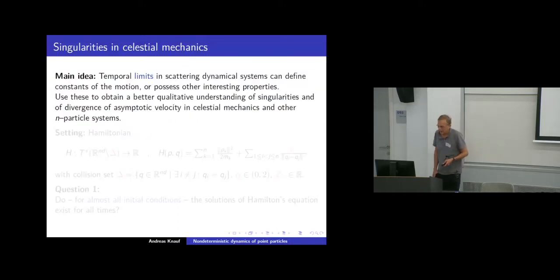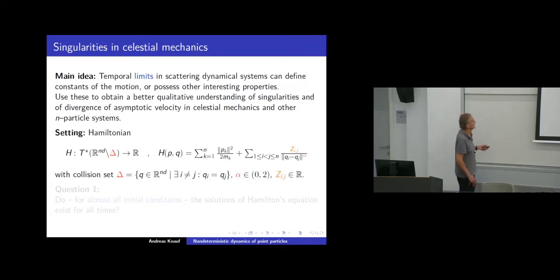So after this introduction, that's also the main idea here. More specifically, look at temporal limits. So time limits in scattering dynamical systems, like, for example, you have in celestial mechanics. And look at what these limits can tell you. You could look at time limits for singularities. You could look at time limits for asymptotic velocity. And that's what we will do.